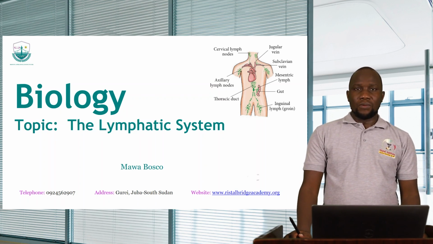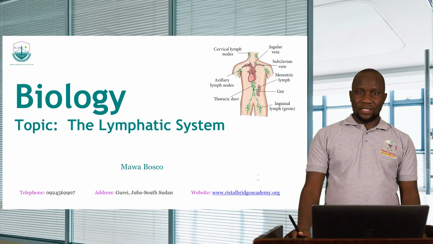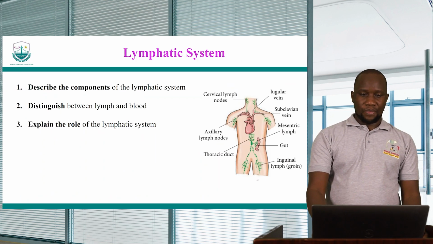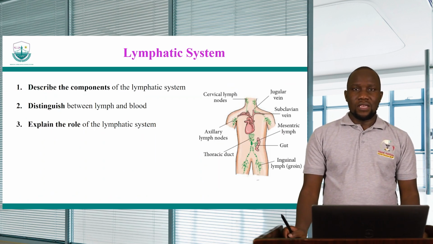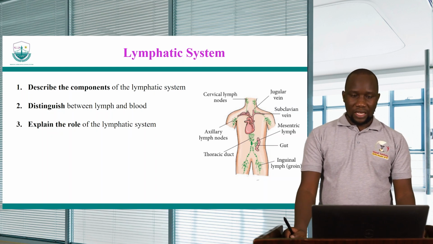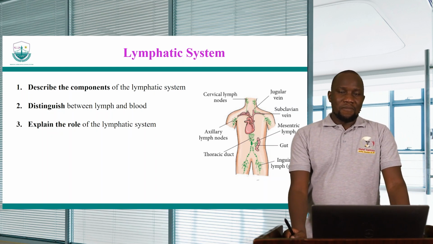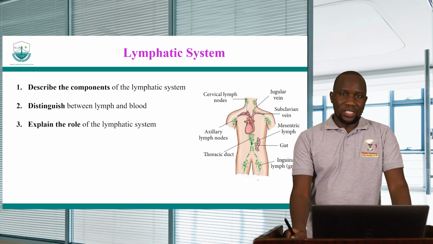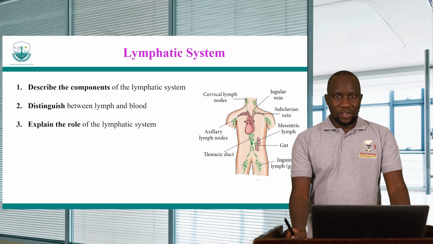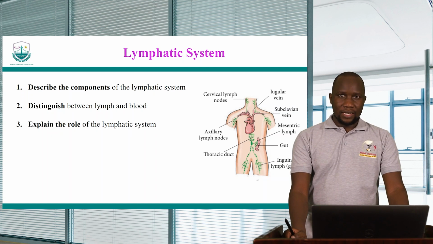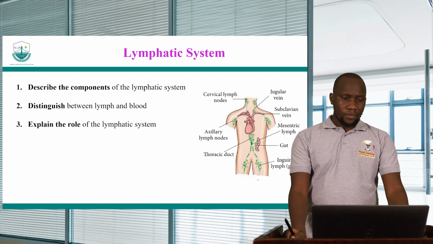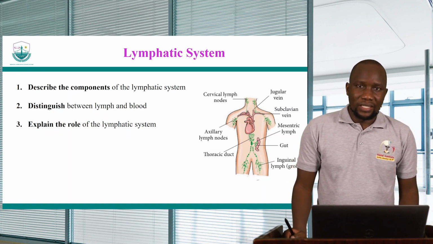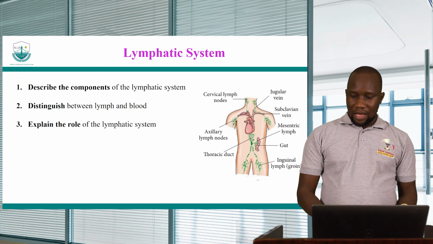Okay? Now, the lymphatic system is also similar to the circulatory system. So we are going to look at it. We want to see what it is made of, its components, and how lymph, which is the fluid circulating within the lymphatic system, is different from blood. And then we also look at the role of the lymphatic system. We shall look at the importance of the lymphatic system.